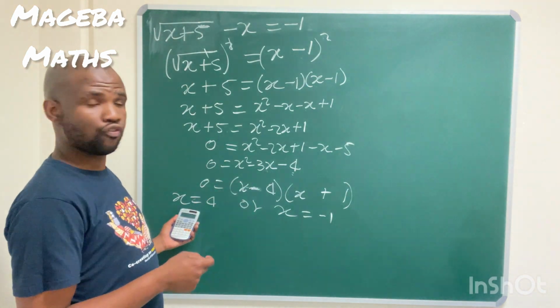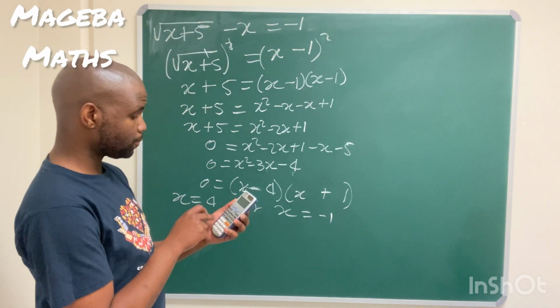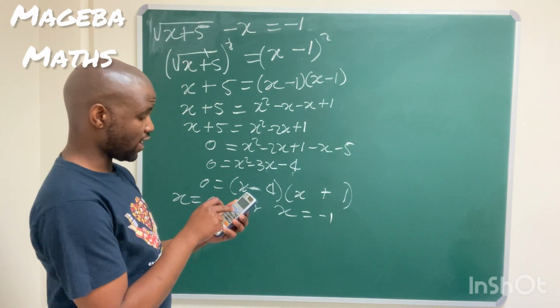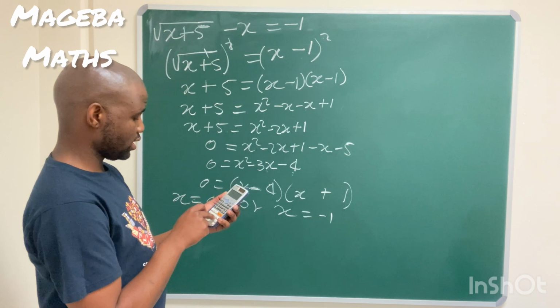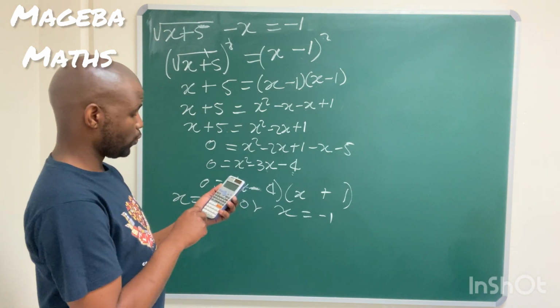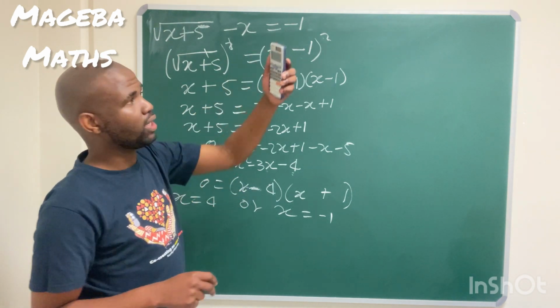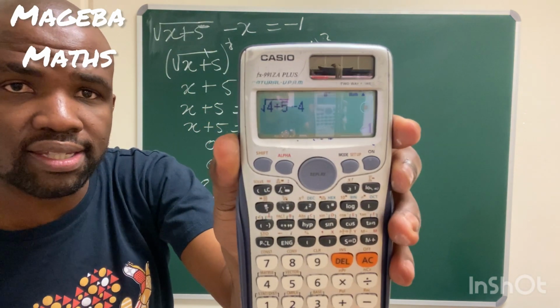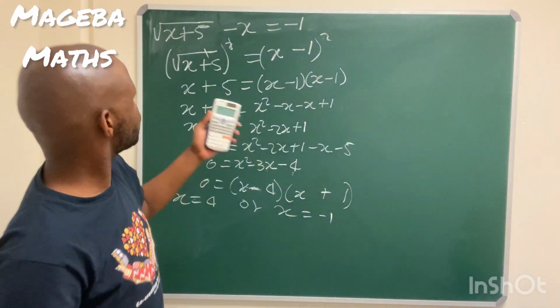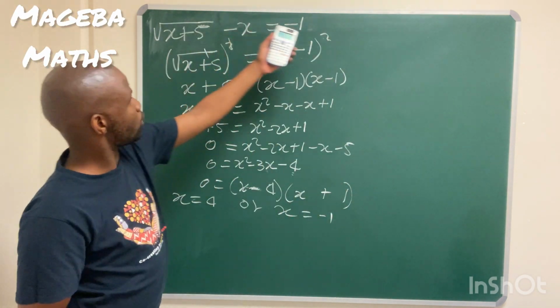We are checking 4. So it's going to be the square root of 4 plus 5, and then negative 4. Does it give us negative 1? I hope you see it gives us negative 1. So this side is equal to that side.